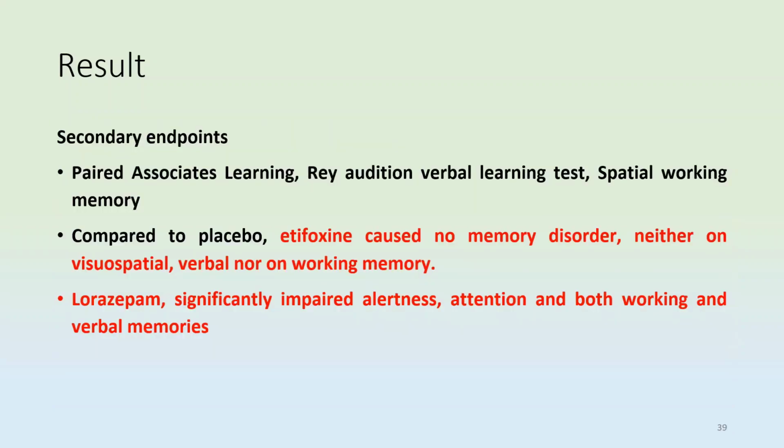And secondary endpoints: paired association learning, Rey auditory verbal learning test, spatial working memory test. The Rey auditory verbal learning test is basically a test of 15 words which are given to the patient to memorize. Then paired association learning, you have to pair two non-similar words. And compared to placebo, etifoxine caused no memory disorder, neither on visuospatial, verbal, nor on working memory.